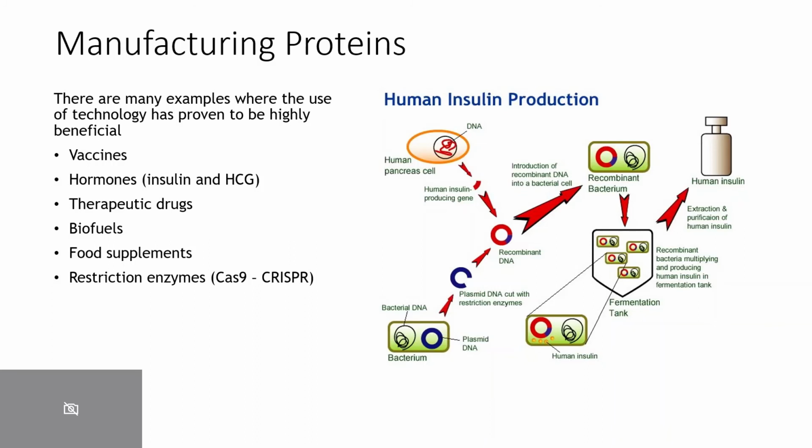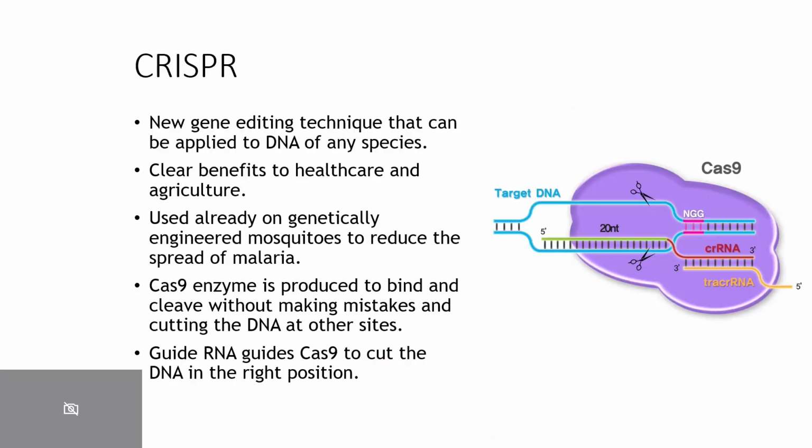So that leads us into talking about CRISPR, which uses the Cas9 restriction enzyme. CRISPR is a new gene editing technique that can be applied to DNA of any species, and there are clear benefits to healthcare and agriculture. One example of its use is that it's already been used to genetically engineer mosquitoes to reduce the spread of malaria. The Cas9 enzyme is produced to bind and cleave the DNA without making mistakes and cutting the DNA at other sites. So it's very reliable.